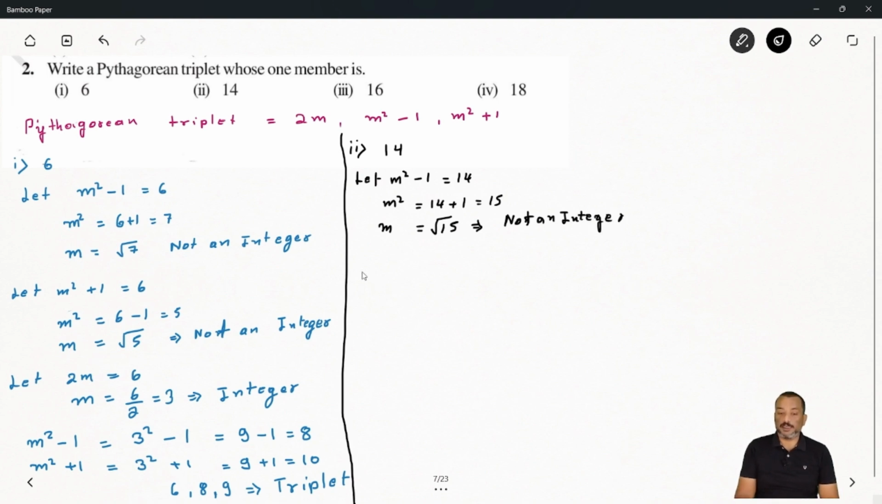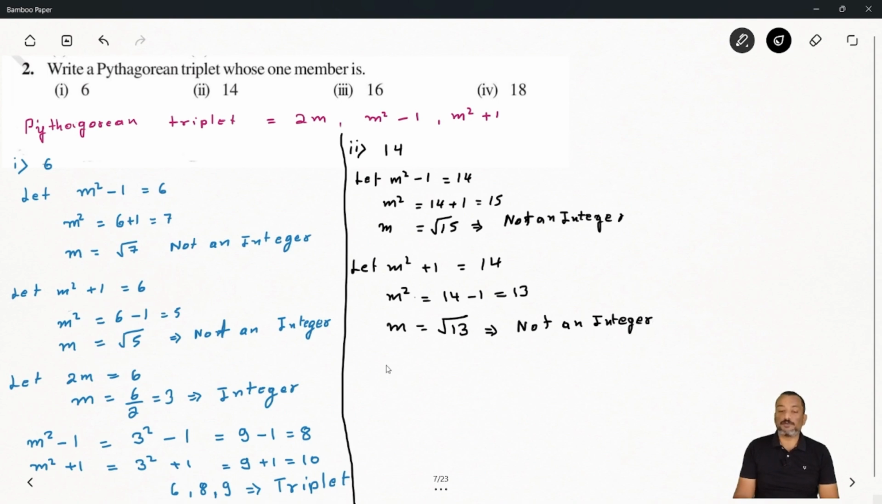Same way you can take let m square plus 1 is equal to 14. So you will get m square is equal to how much? 14 minus 1. So you will get 13. So which means the square root goes to the other side. So you will get what? M value is equal to square root 13. So it is also not an integer. Okay. So we will not consider this one.